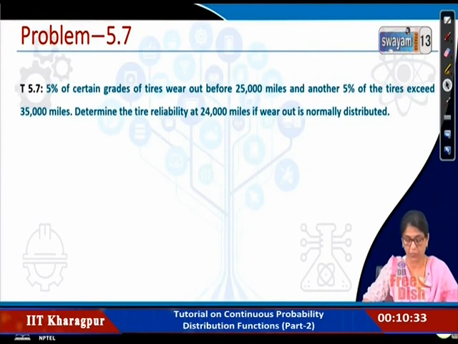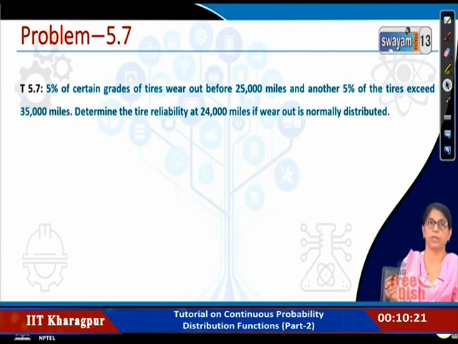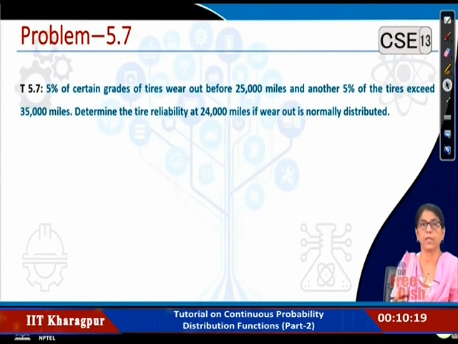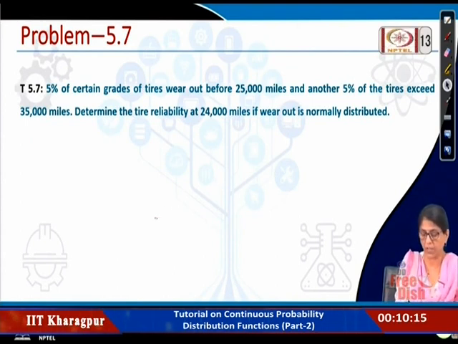Okay. Similar type of question. 5% of certain grades of tires wear out before 25,000 miles. Another 5% of tires exceed 35,000 miles. Determine the tire reliability at 24,000 miles if the wear out is normally distributed. Okay, given the wear out is normally distributed.